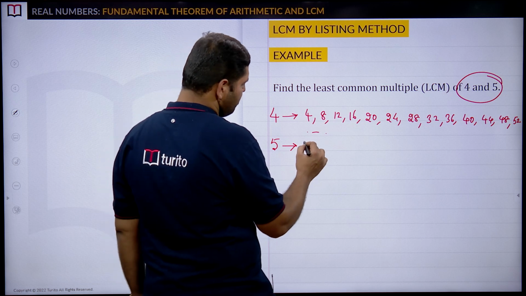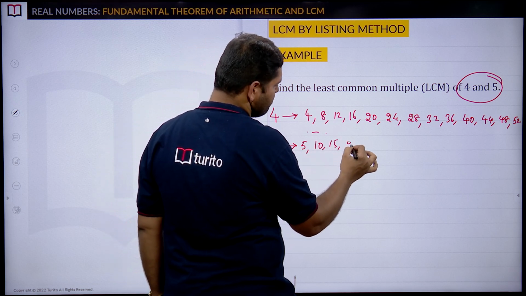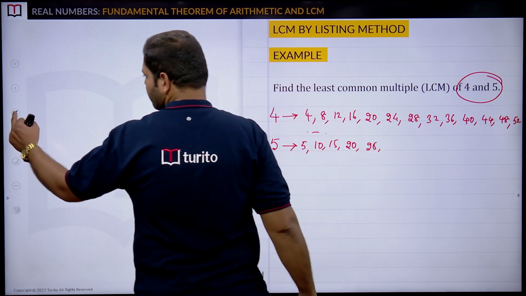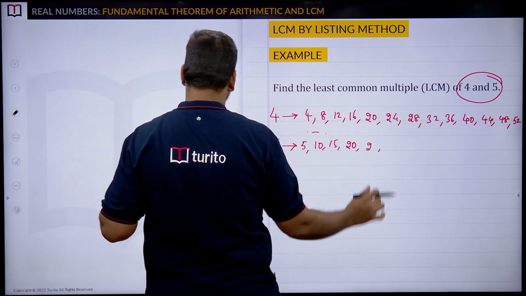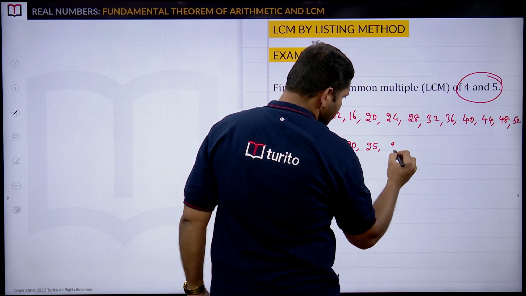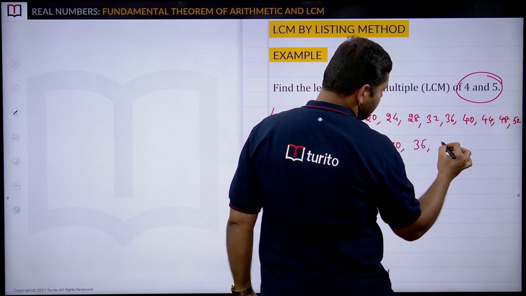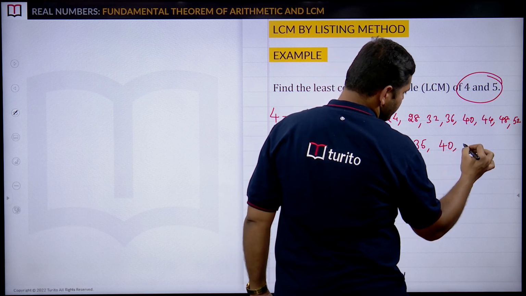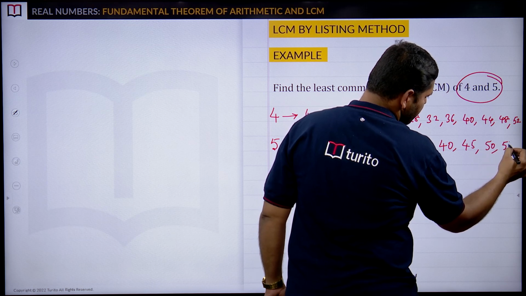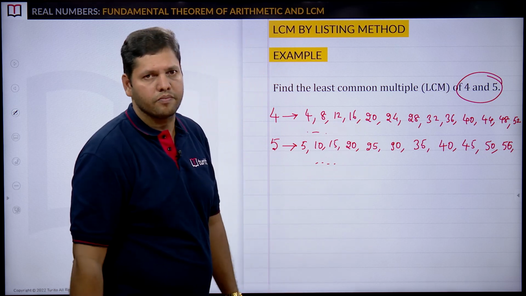Yes. So multiples of 5: 5 is a multiple, 10 is a multiple, 15 is a multiple, 20, 25. So 25 is a multiple, 30 is a multiple. Next, children, 35 is a multiple. Next, 40 is a multiple, 45 is a multiple, and 50 is a multiple, 55 is a multiple, and you can write as many as you like.